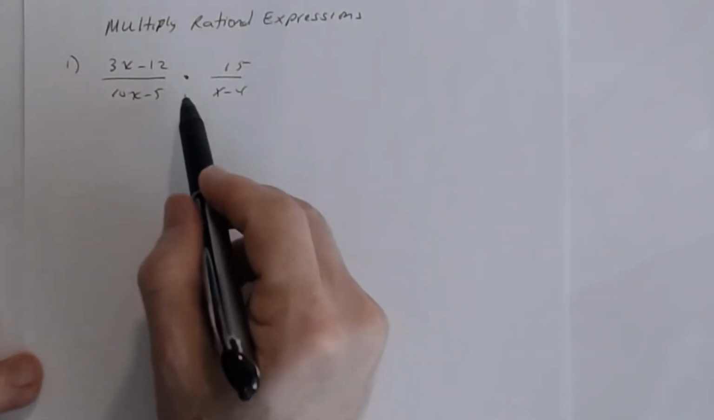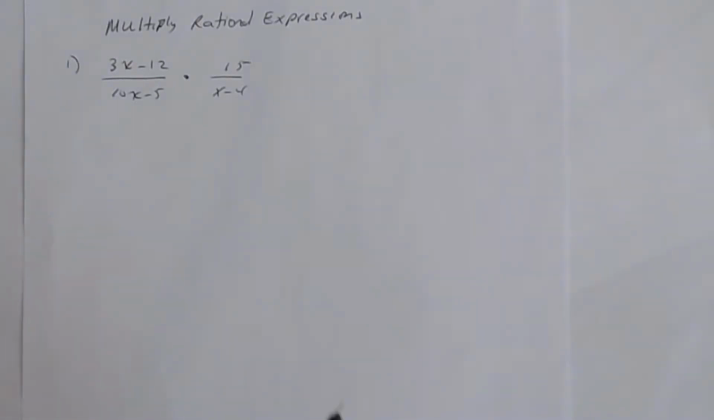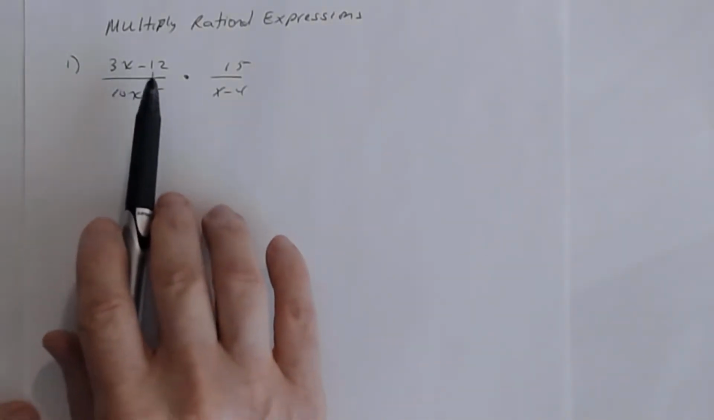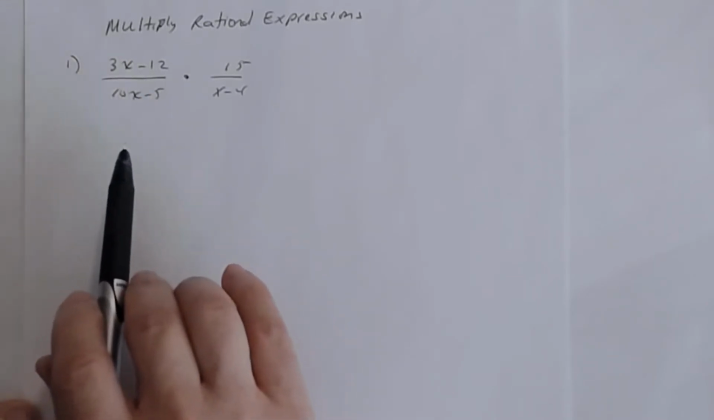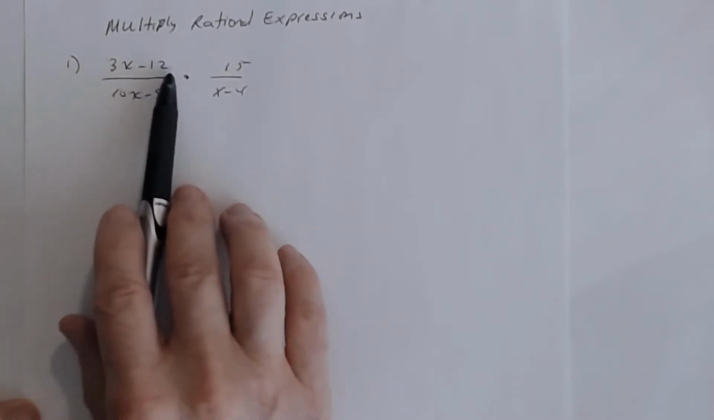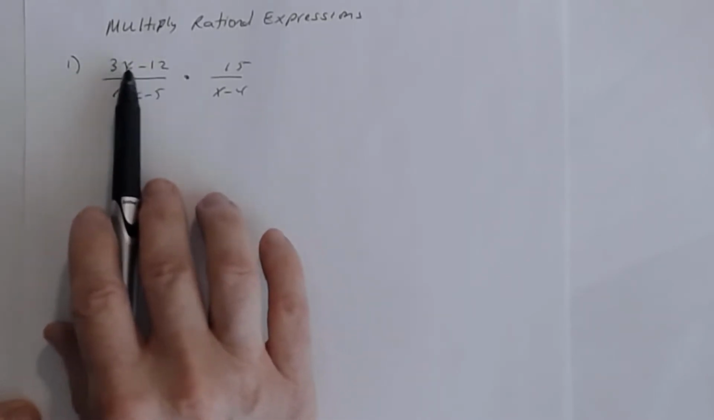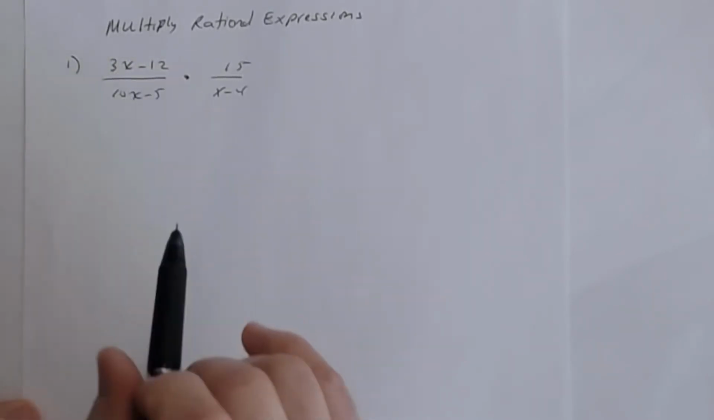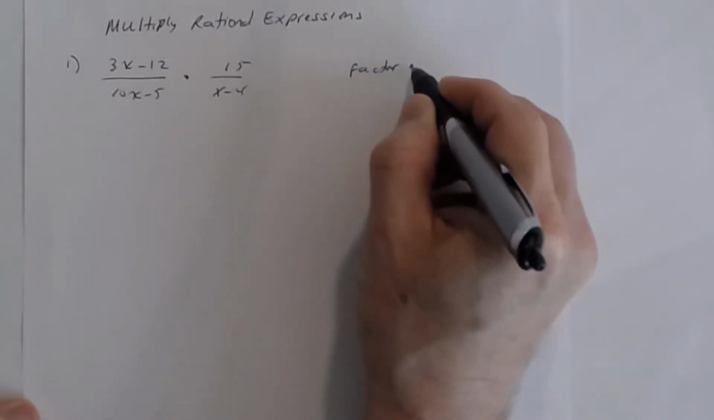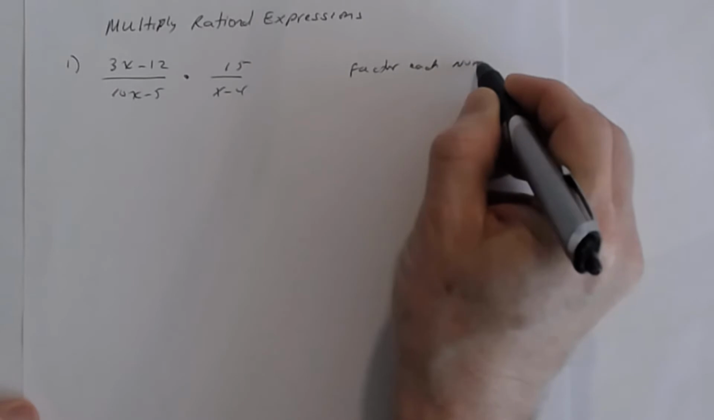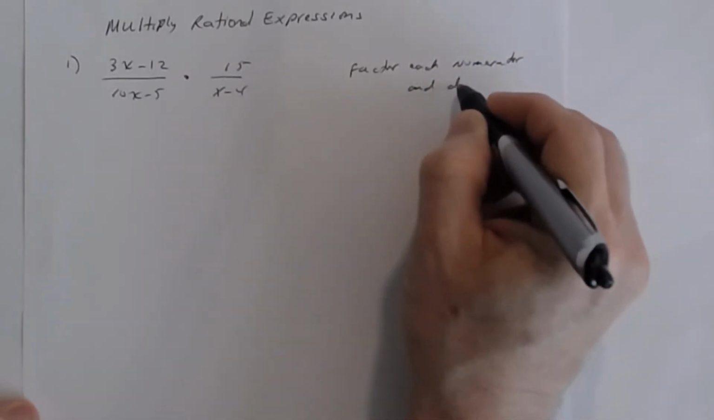So in multiplying rational expressions, one of the things you got to do, first of all, is simplify each rational expression, or factor. So you got to factor first. If you look at that first numerator, I can factor this by factoring out a 3. See, there's a GCF of 3 here. So the first thing you have to do is factor each numerator and denominator. First thing you have to do.